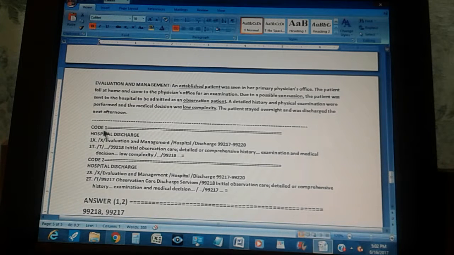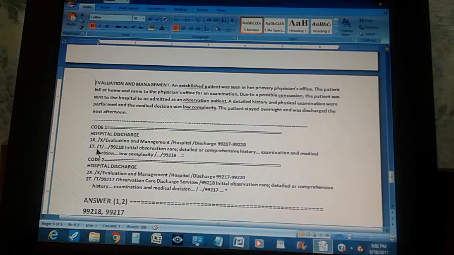Now, the path to the solution is like this. For code number 1, the keywords are hospital discharge. Through the index it is found like this. First you go to index, then evaluation and management, then hospital, then discharge. It gives you a range, 99217 through 99220. When they give you a range, you have to examine every single one of them, right?